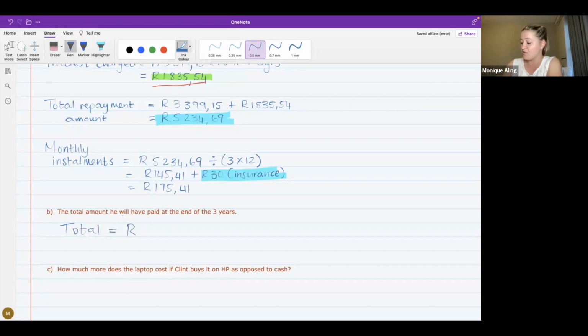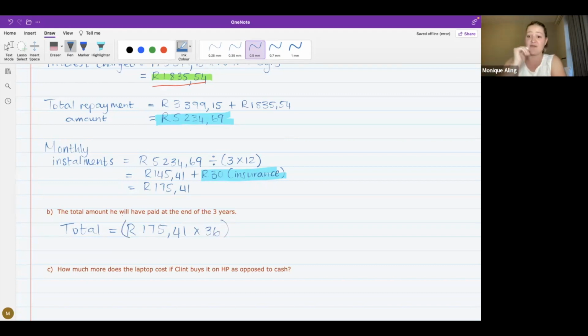So the final total will be, let's see what we've said in the chat. Oh, and I see someone's picked it up. Zoleka's picked it up. Okay, so we're going to say 175 Rand 41, that's per month, and that's including the insurance, and we know that it's for 36 months. Okay, so that's the monthly payment.